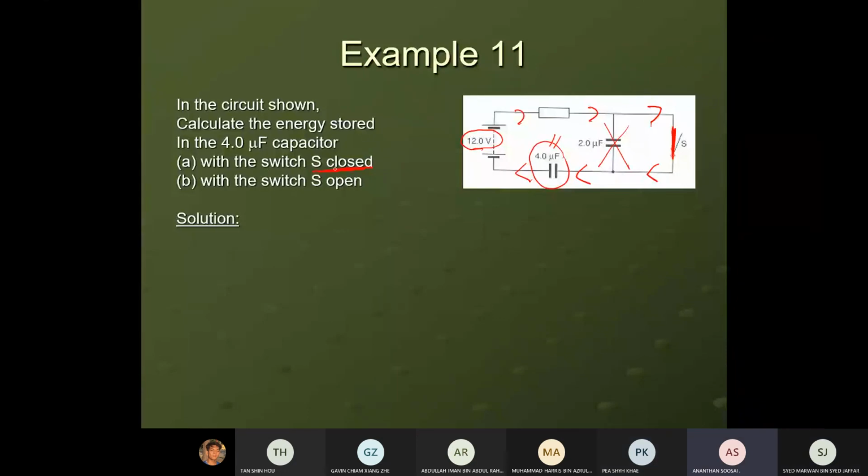So therefore, when the switch is closed, what is the energy stored in the 4 microfarad? Which energy formula do you use? Do you use half QE, or half CV squared, or half Q squared over C? Which one is suitable? You have the capacitance 4 microfarad, you know the voltage 12, so we use half CV squared, where C is 4 and V is 12, and you get the answer.